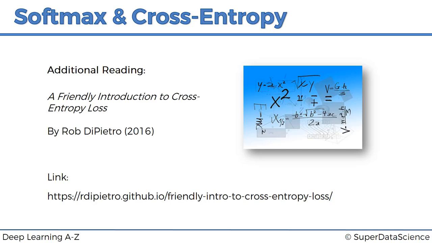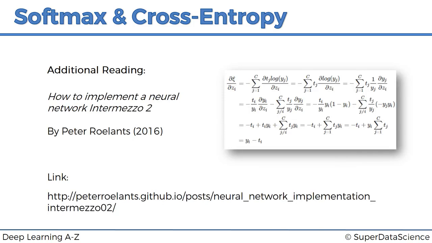If you want to dig into the heavy math, like what you see here, then check out a blog called How to Implement a Neural Network Intermezzo 2. Intermezzo is like an intermediary thing, like when you go to a theater and you have a break between the first part and the second part. He's going through all these steps, and then he says, oh, I've got to explain this first. That's why it's called intermezzo. No other reason, as far as I understand. The article is by Peter Rowlands, 2016 as well. So both are quite recent.